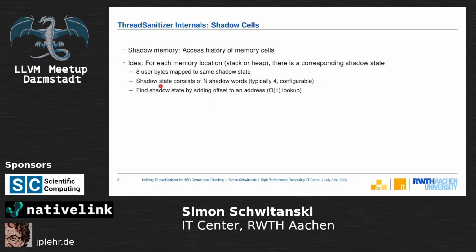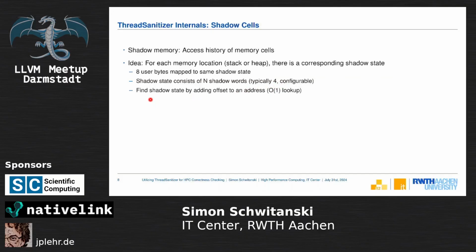And this shadow state itself consists of n shadow words. This is typically 4. That means in one shadow state, you can carry up to 4 previous accesses, but you can also increase that in order to avoid false negatives. It could also be that you want to track more historic memory accesses, but this is configurable.